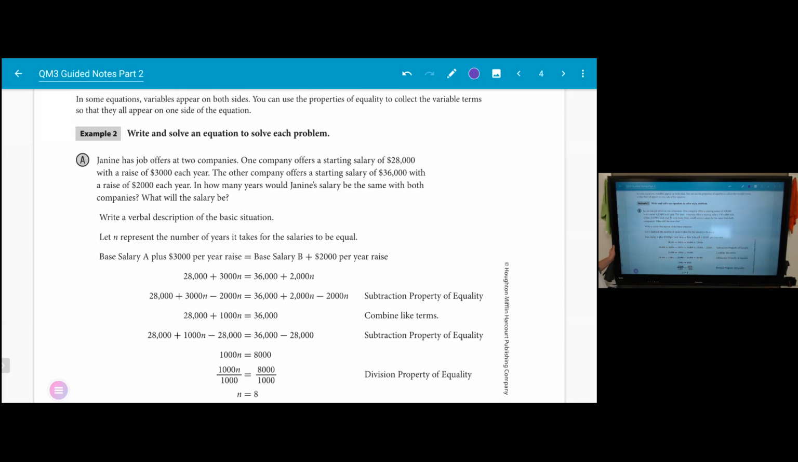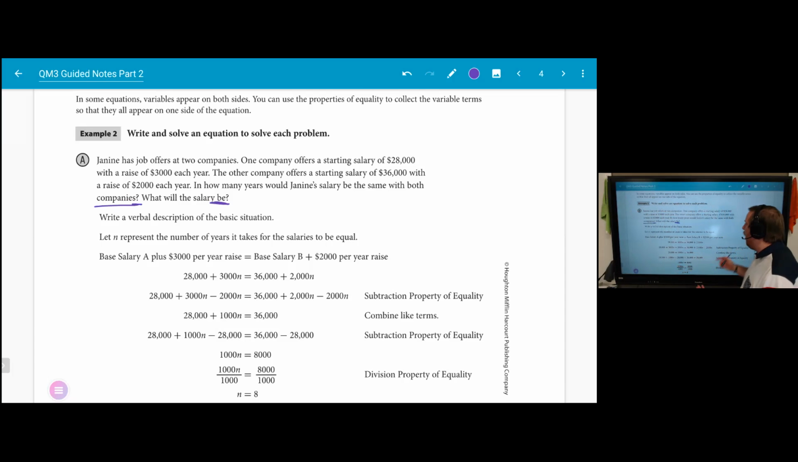Janine has job offers at 2 companies. One company offers a starting salary of $28,000 with a raise of $3,000 each year. The other company offers a starting salary of $36,000 with a raise of $2,000 each year. In how many years would Janine's salary be the same with both companies? And so there's 2 questions here, 2 question marks. And what will the salary be? We have 2 things to look at here.